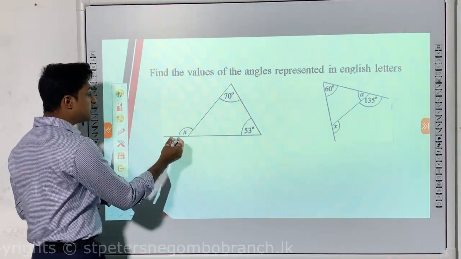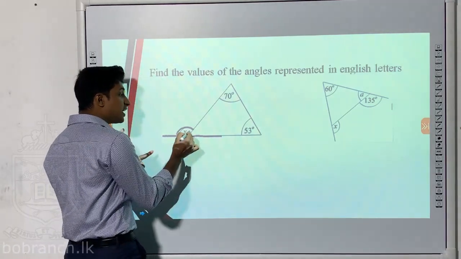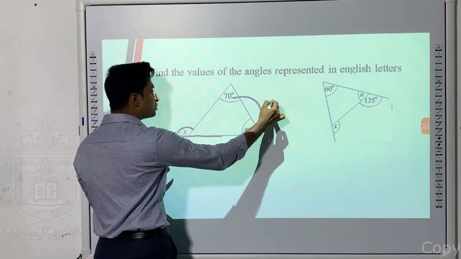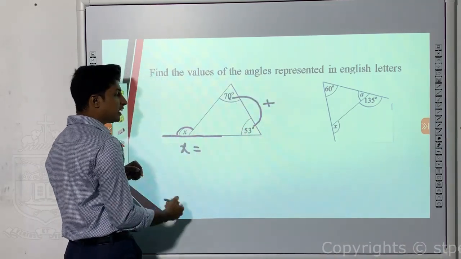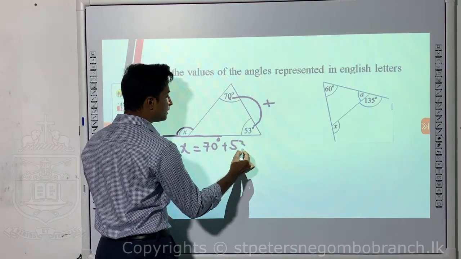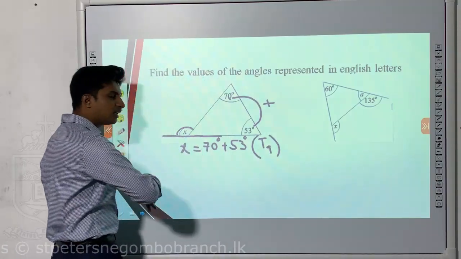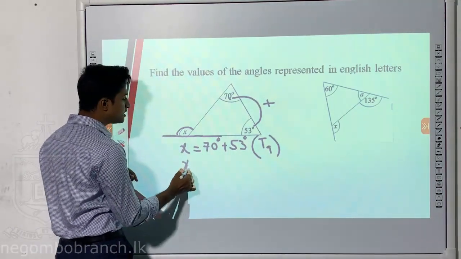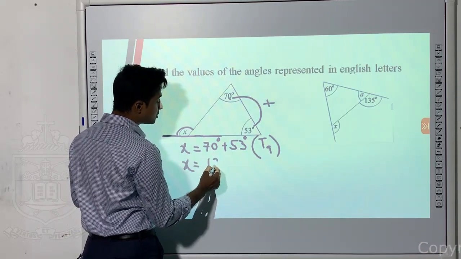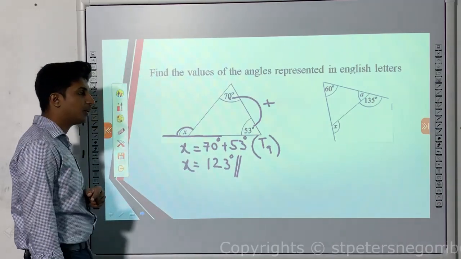See children, this is the side they have produced. This is the exterior angle. So this exterior angle should be equal to the addition of these two. When you add these two, you will get it. So 70 plus 53 is equal to, this is because of the ninth theorem, or you can take the previous theorem, then x equals 123 degrees.